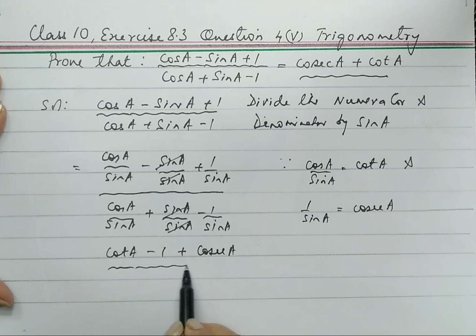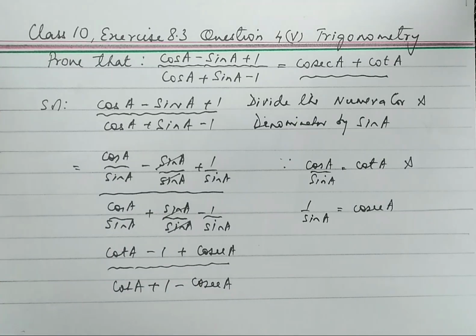Alright. Now the denominator. Again we have a cot A here plus 1 minus cosec A. Got it? Now, next, what do we do? After this, we'll arrange. We can write cosec in the front, and cot because this is positive, or we can write minus 1 on the left hand side.